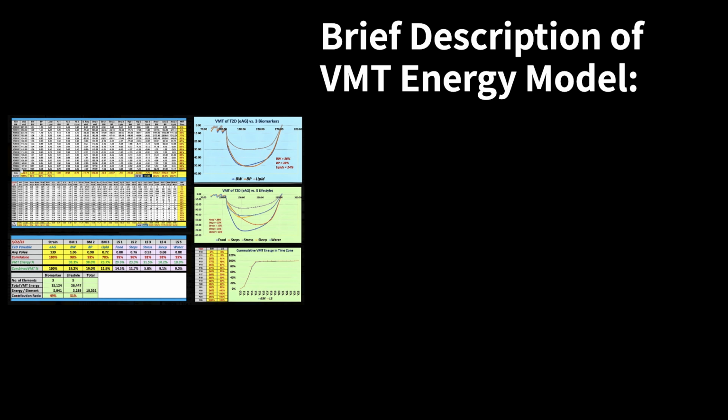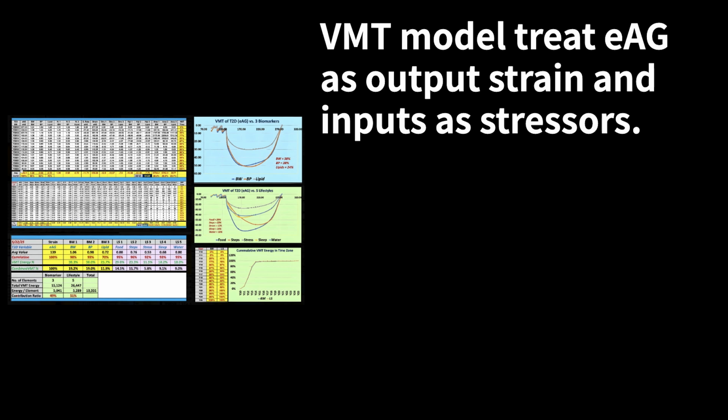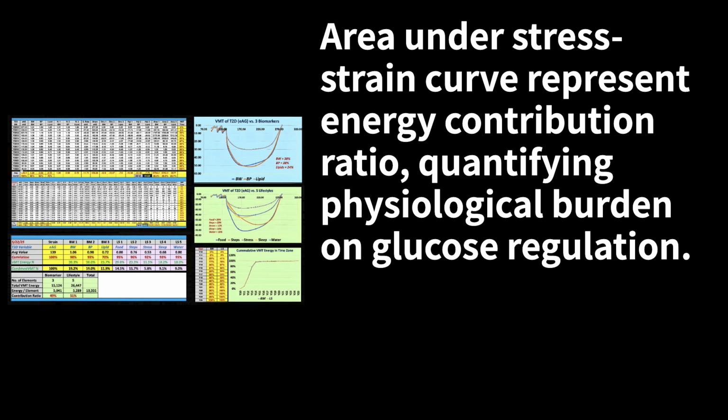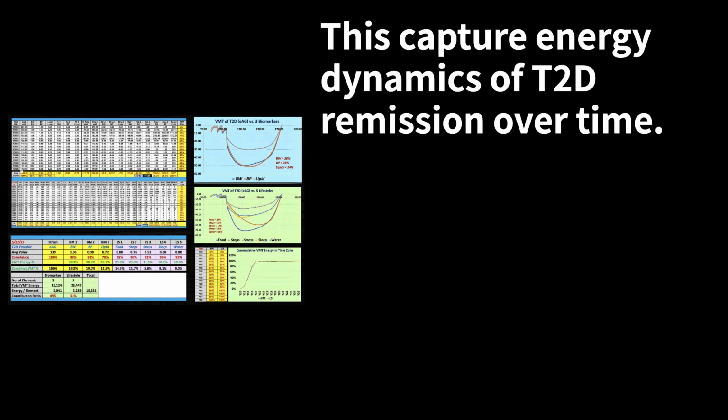Brief description of the VMT energy model. The VMT model treats EcG as output strain and inputs as stressors. The area under the stress-strain curve represents the energy contribution ratio, quantifying physiological burden on glucose regulation. This captures the energy dynamics of T2D remission over time.